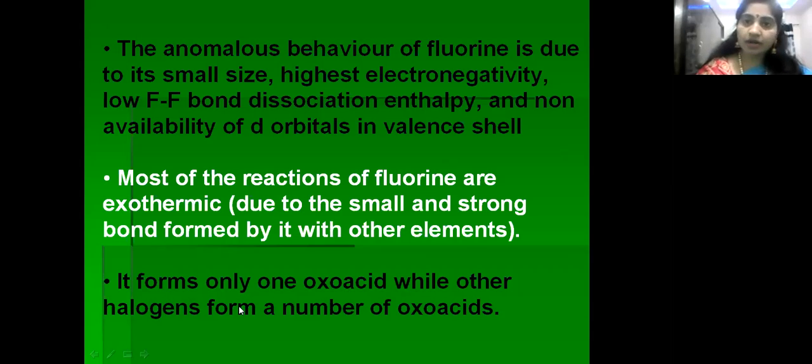Is that clear, children? What are the anomalous behaviors that fluorine is showing? Why is it showing them? First of all, because it is having a small size and highest electronegativity, and it is not having a d orbital.